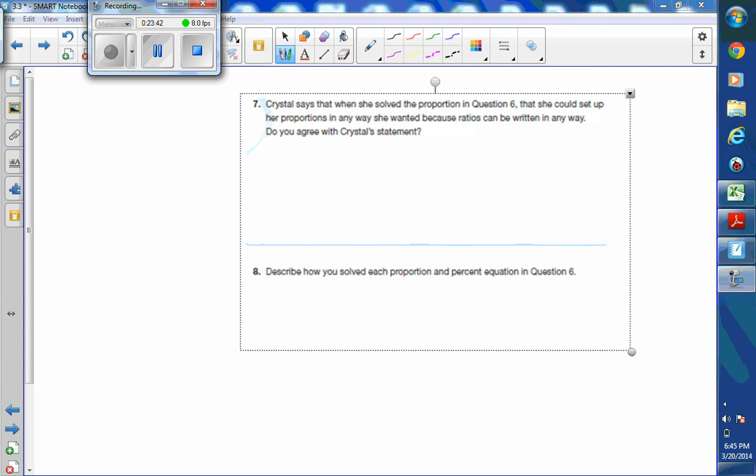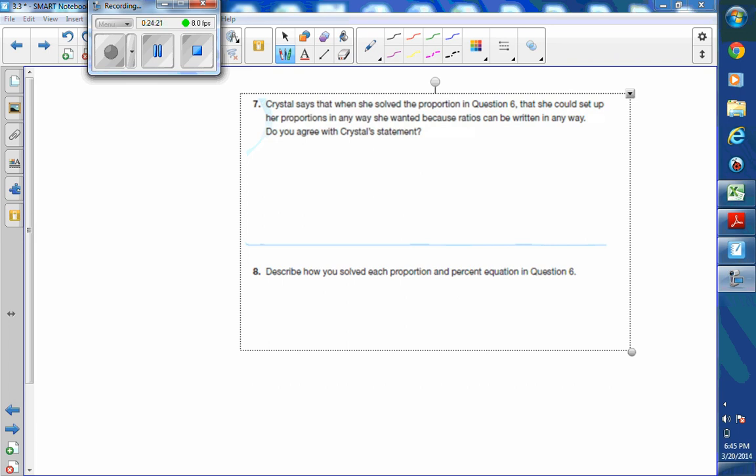I'm not going to write down this answer, but hopefully you realize that no, you cannot write proportions any way you want, like Crystal says, okay? You should have written something like, the ratios can be written in different ways, but you have to be careful because if you set up the proportion incorrectly, they would not be the same, okay? You have to make sure that when you set up the proportion, you're matching up in your numerators, your parts, and then in your denominators, you'd have to match up your wholes.